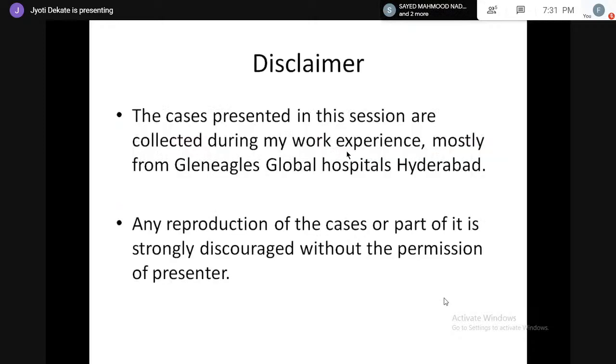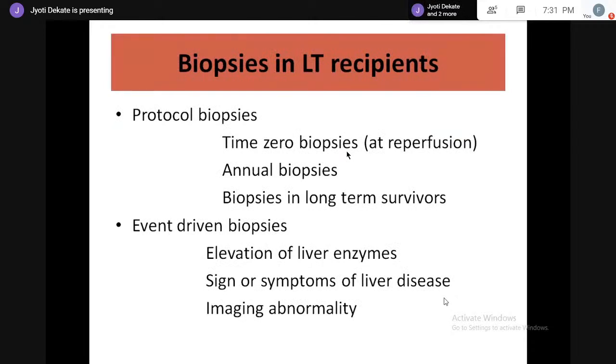Just a brief recapitulation of my previous talk. The biopsies in the post-transplant period are received either as a part of the protocol biopsy or event-driven biopsies. The cases I am going to present today are the event-driven ones, that is, when there is elevation in the liver enzymes, the patient has certain signs or symptoms of liver disease, or any abnormality is detected on radiology.